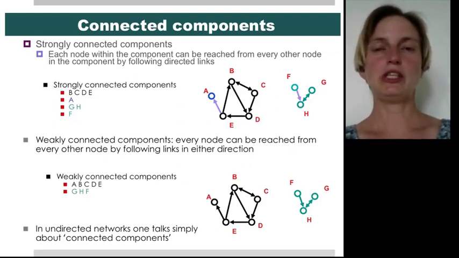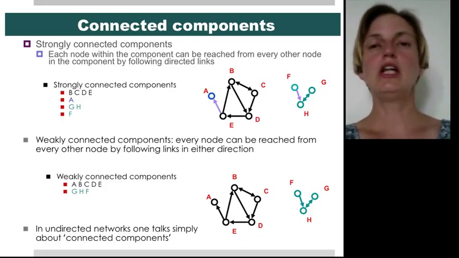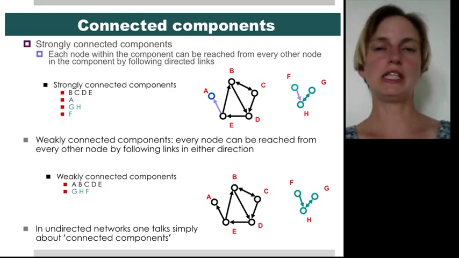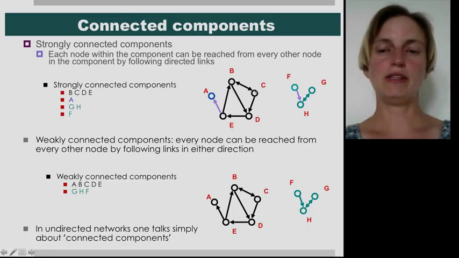Again, we're going to pay attention to whether the edges are directed or not. And if you do pay attention to that, you can calculate the strongly connected components. The strongly connected components are ones such that you can reach any node from any other node in the network by following directed ties. So for example, here with B, C, D, and E, you can start with any one of them and move around, right? So you can reach any one from any other one.